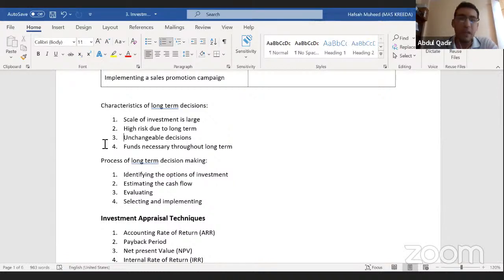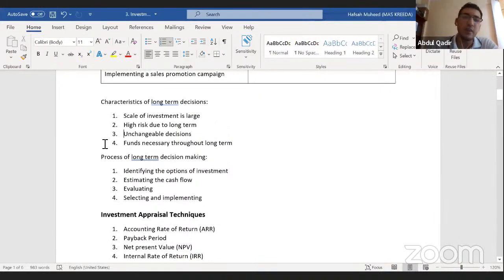and the funds necessary are throughout long term. So sometimes companies will allocate funds for these long term projects, which may be used over the next 5-6 years, right? So you can't easily take that money and put it into another project, right? So how does this process work?